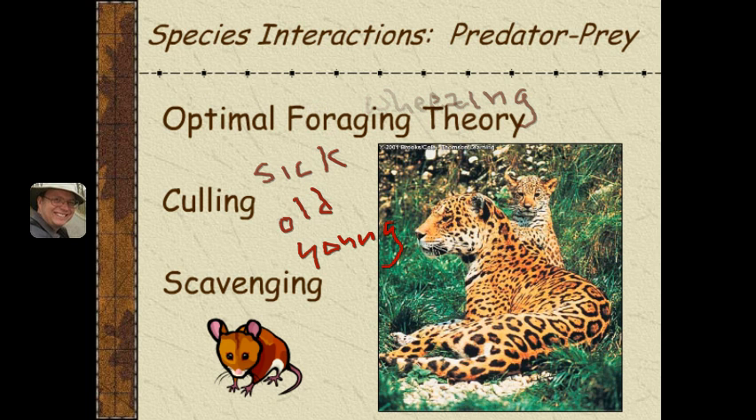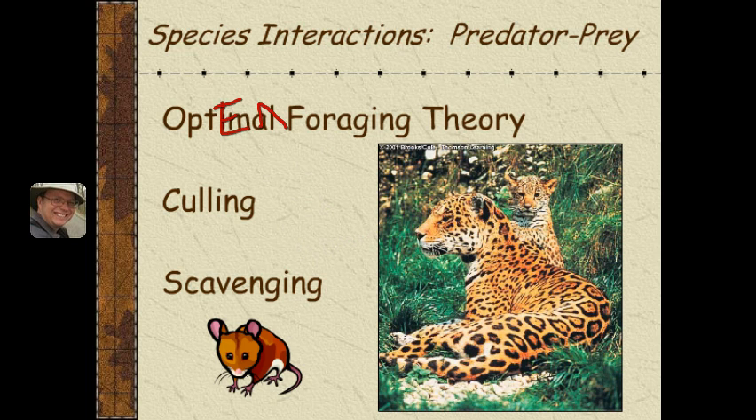Okay? What are they looking for? Why are they interested in the injured or the weak or the sick or the old or the very young? Well, they're interested in those because they are the easiest to catch. A predator is always interested in the meal that is easiest to catch. They are looking for the easiest meal that they can get. So the one that's the easiest to catch, that's the one they're going to go after.